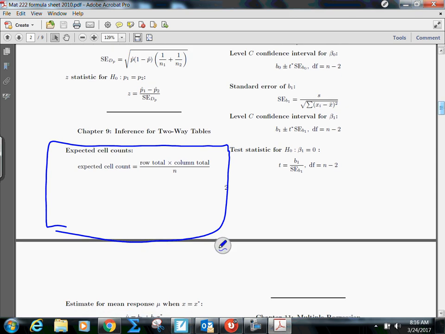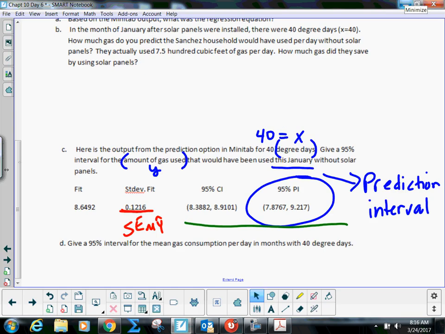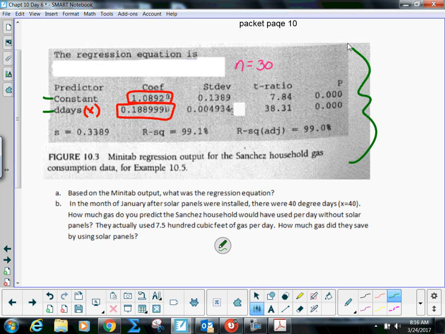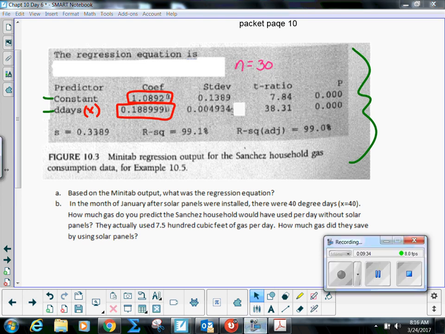If I want a confidence interval for the slope, this is what I need. I need beta 1, I need t star, the degrees of freedom are n minus 2, and I need standard error beta 1. Now, in this particular output, I can find those values. All those values are given up here in this part of the output, but I need to know where to find them. So go ahead and give a 90% confidence interval for the slope beta 1 of the regression line. Go ahead and do that.